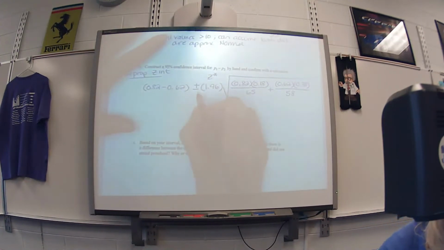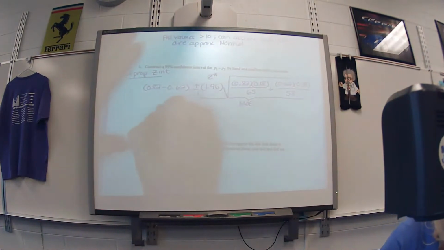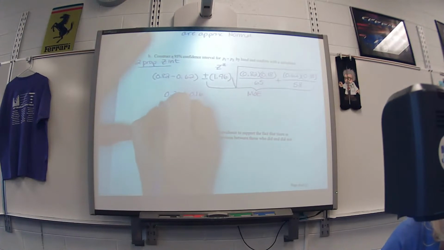So this whole thing together, which is still called your margin of error, is worth about 16%. So we have 20% plus or minus 16%. So our interval is about 4% up to about 36%.